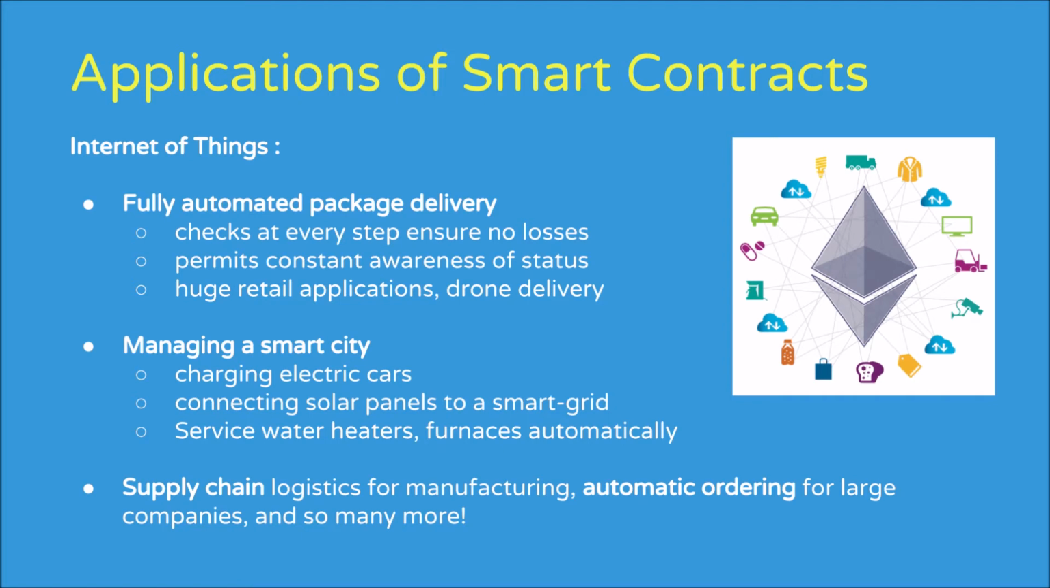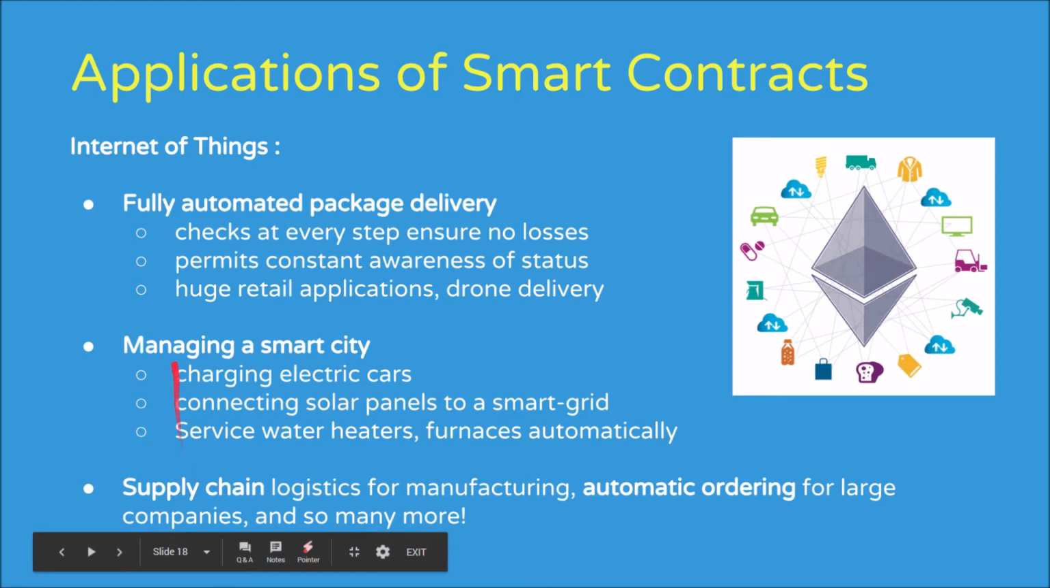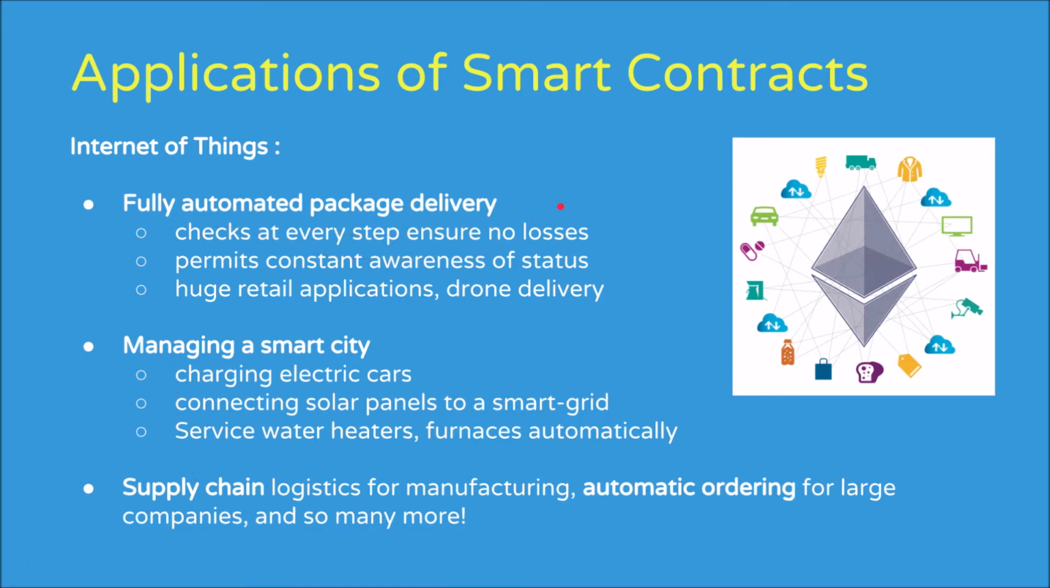Let's move on to the applications of smart contracts. The first major application is definitely the Internet of Things. We can use smart contracts to validate each step of the supply chain process. This includes automating package delivery, with blockchain adding checks at every step to ensure that no packages are lost. It would make drone delivery so much more reliable and has huge retail applications as well.